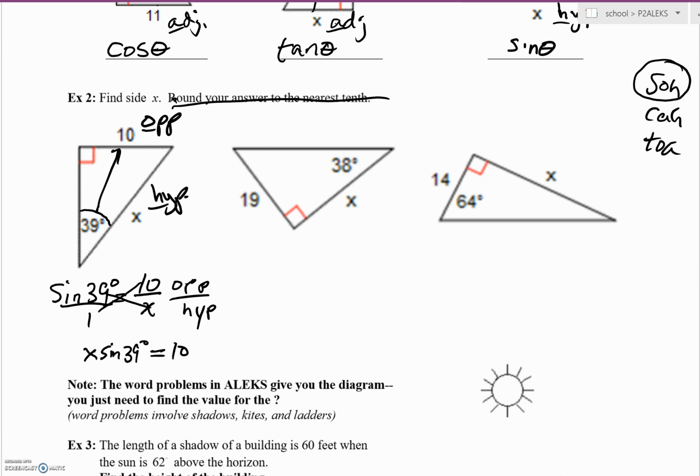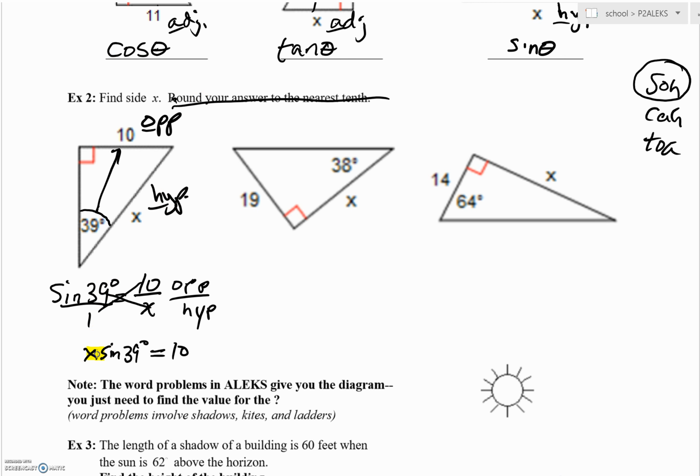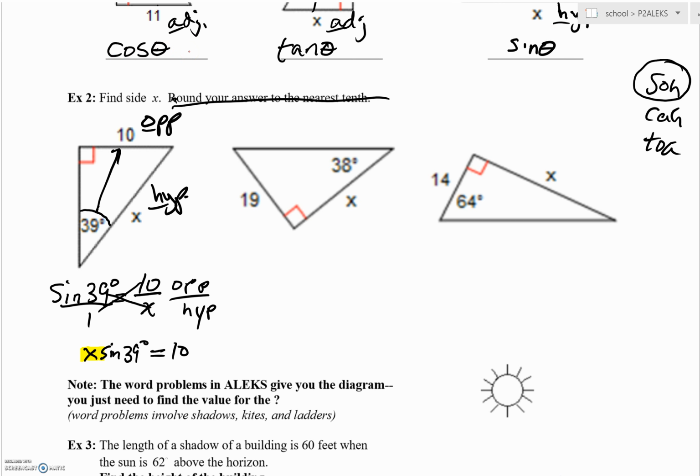I need to get x all by itself, and it's not, sadly. There's something right next to it. That's the sine of 39. How do you think I'm going to get rid of the sine of 39? You've got to divide by it. Because whenever you've got two things right next to each other, that's implying multiplication. To get rid of multiplication, you have to divide.